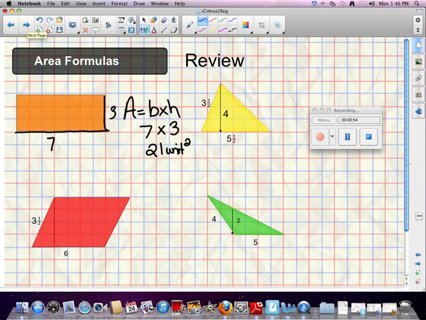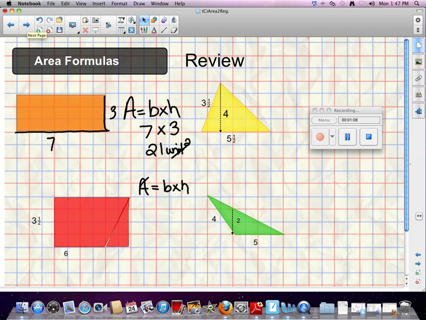Parallelogram, if you remember, is just like a rectangle. Again, area equals base times height. So if I take this little triangle, if you remember when we moved it over to here, we really just have a rectangle.